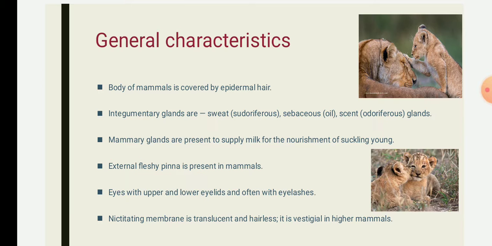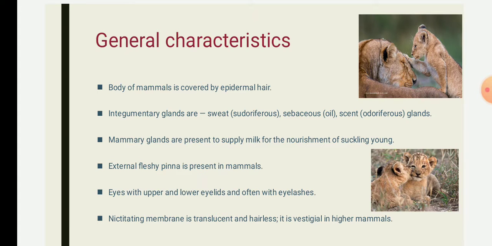But it has been lost in higher mammals, and in human beings it is totally absent, not present, and in some it acts as a vestigial membrane. The actual reason for this is still unknown, but it is assumed that it has been evolved in the eye of humans, so it might be because of that this membrane has been lost.